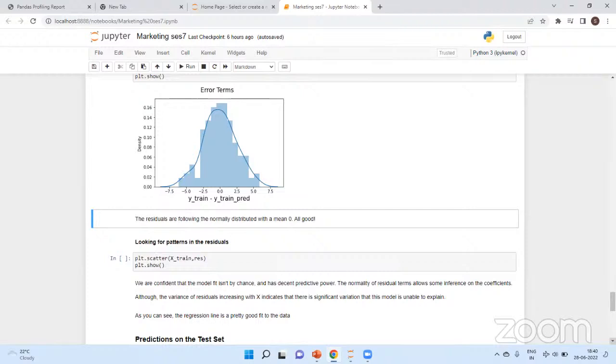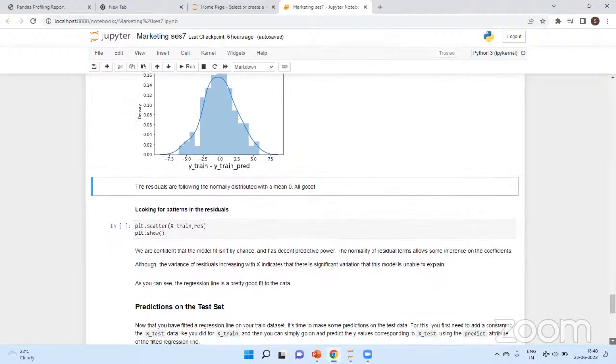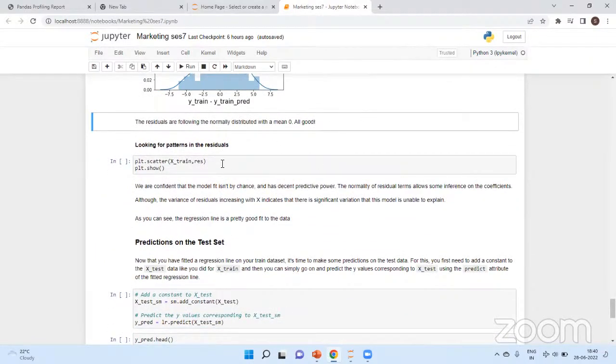Residuals are nothing but the difference between the actual y value and the predicted y value. If the residual is negative, the predicted value is high, and similarly if you have a positive residual, the predicted value is low. So residuals are the difference between actual y and predicted y. Now looking at the scatter plot.